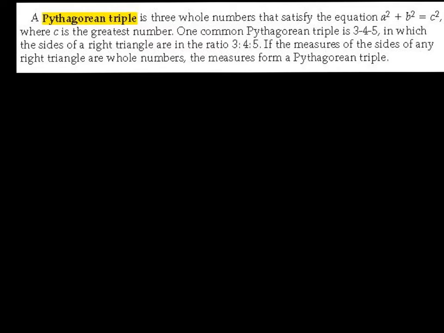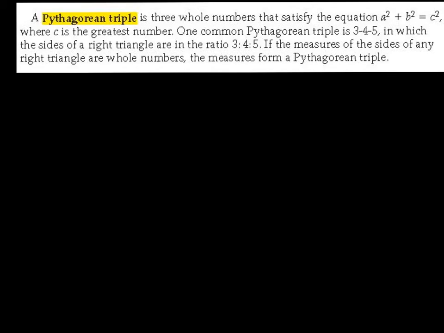A Pythagorean triple is 3 whole numbers that satisfy the equation a squared plus b squared equals c squared, where c is the greatest number. One common Pythagorean triple is 3, 4, 5, in which the sides of a right triangle are in the ratio 3 to 4 to 5. If the measures of the sides of any right triangle are whole numbers, the measures form a Pythagorean triple.